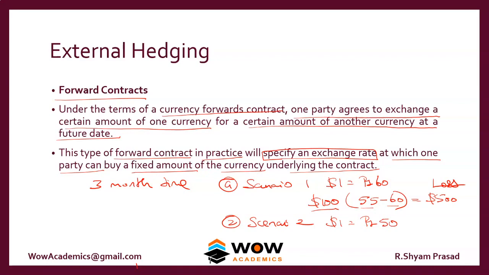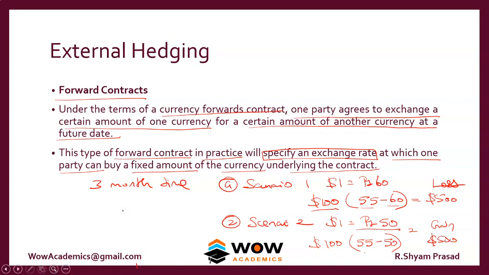But we'll think in terms of the other way. Assume the rate is not 60 but 50. In that case, the bank has promised to give you 55, but the spot rate in the market is only 50. So if you convert in the current market, you will get only 50 rupees, but the bank has promised to give you 55. So now you will effectively earn 5 rupees per dollar additionally. So you will get a gain of around 500 rupees. Okay, so that's how it works.